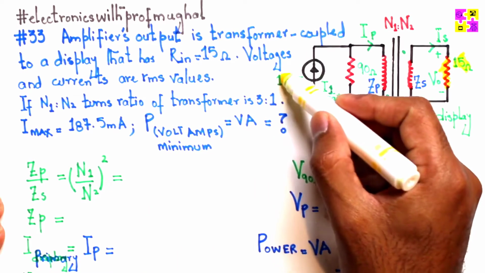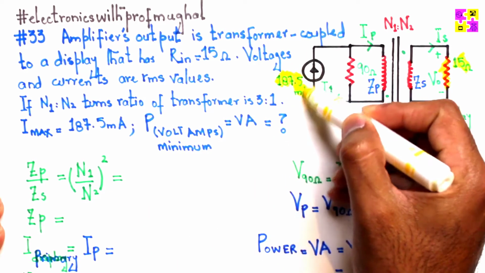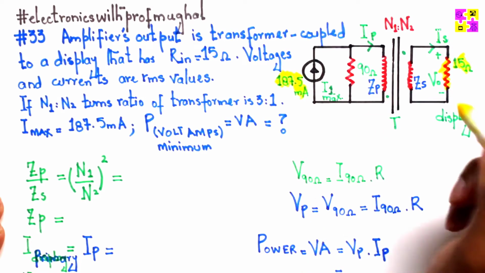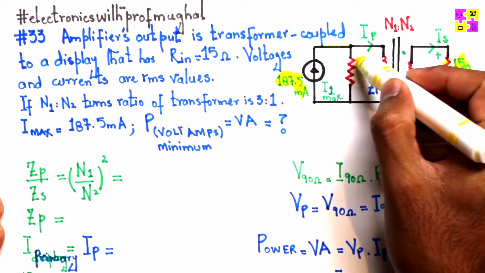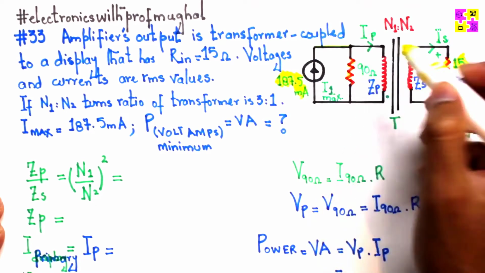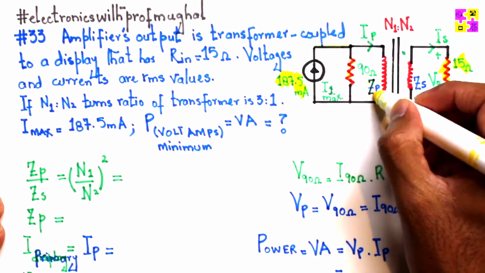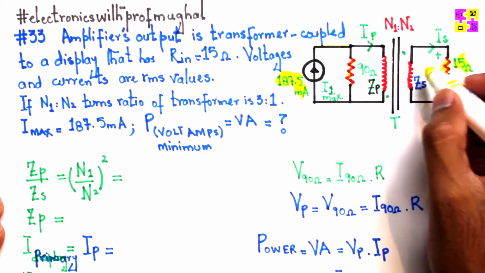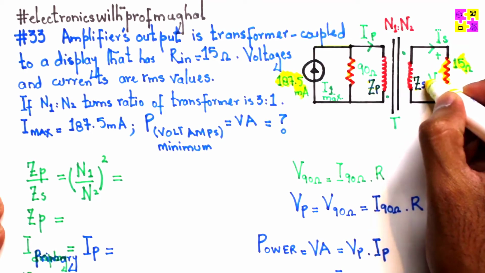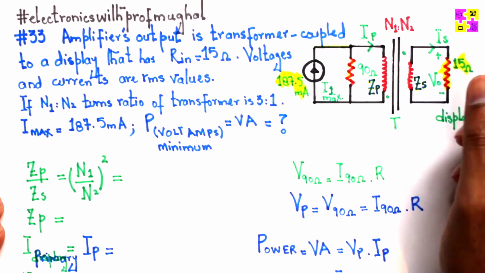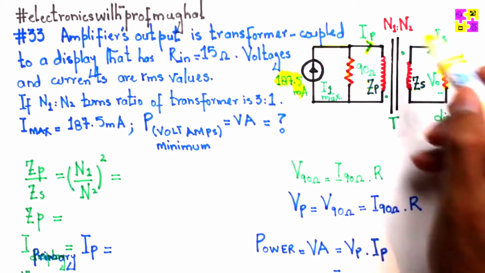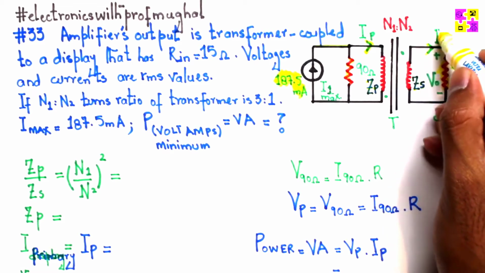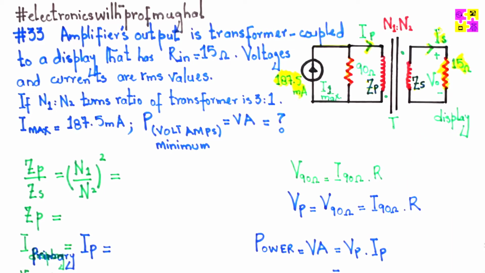So we have the current given here, which is the maximum current, 187.5 milliamps. This goes in here. You have a 90 ohm resistor over here, and this is the impedance of the primary side of the transformer. This is the impedance at the secondary side of the transformer. You get the turns, and you have the primary current flowing into the transformer, and what comes out of the transformer is your IS, which is the secondary current of the transformer.